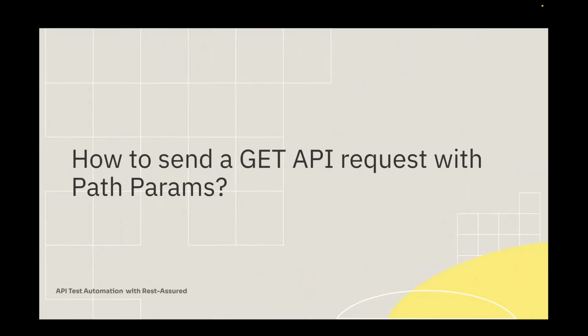How to send a GET API request with path params. The GET request can be sent using path parameters, which are essential for accessing specific resources directly within the API endpoint. They are typically used to uniquely identify a resource such as order ID, user ID, booking ID, making the request more intuitive and RESTful.